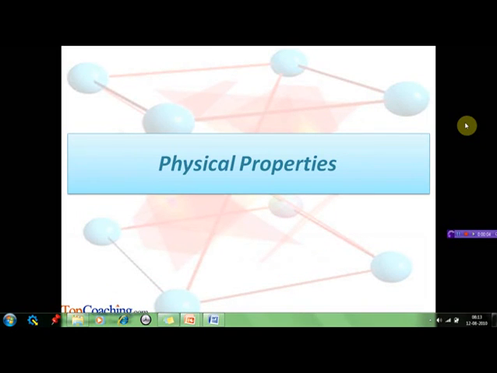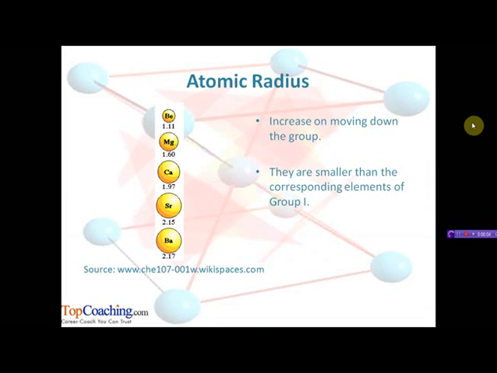Now let's have a look at some of the physical properties of alkaline earth metals. The first physical property that we are going to discuss is atomic radius. As we move down the group from beryllium to barium, we can see that the atomic radius, which is mentioned in terms of picometer, increases. This increase is due to the addition of an extra electron shell at each period. But they are smaller in size than the corresponding alkali metals because a higher nuclear charge is pulling the same number of electron shells inwards.